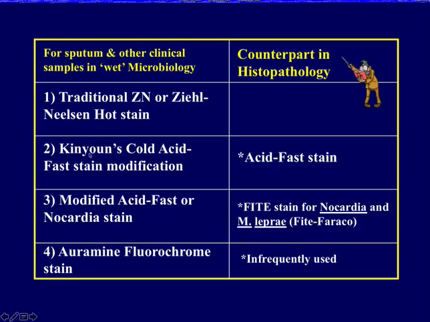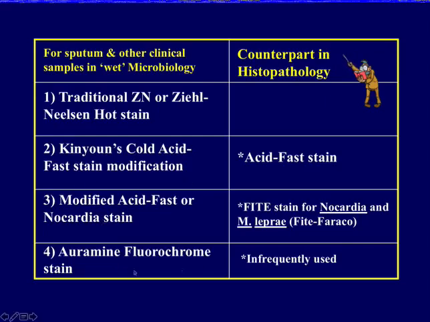Then came Kinyoun, and he made a modification so that you didn't have to heat with the messiness of it, and that one is called Kinyoun's cold acid-fast stain modification. And when we do an acid-fast stain in the wet lab, it's a Kinyoun. When we order an AFB stain in pathology, it's the counterpart in histo to Kinyoun. Then came the next modification called the modified acid-fast or Nocardia stain for organisms that were very weakly acid-fast and would lose the carbol fuchsin with the traditional strong decolorizer of alcohol and acid.